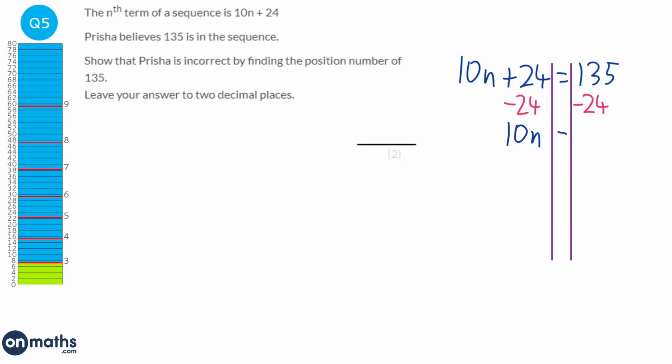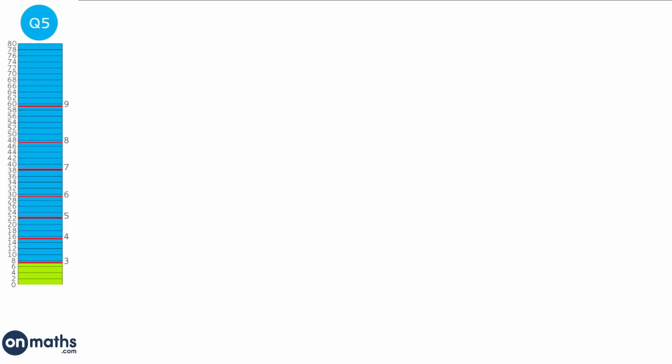So we're just solving this now, and we're doing 135 take away 24, which is 111. And then we're going to divide both sides by 10, and you're probably already seeing the fact that it doesn't work exactly, because n is 11.1, which means that Prisha is wrong. 135 can't be in that sequence.